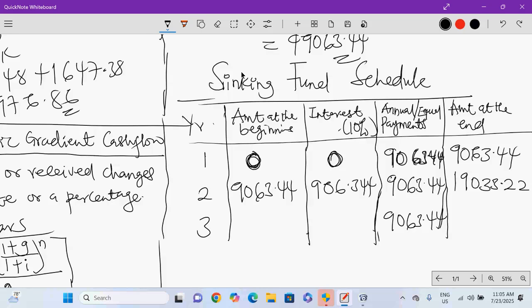This at the end of year 2 will be the beginning. We'll start with the beginning in year 3. So year 3 beginning will be 19,033.22. Interest rate on it, 10% on it is how much? Which is 0.10 on it, giving us 1,903.32. So you add all of these, all the 3, 1, 2, 3. What will be the total amount?